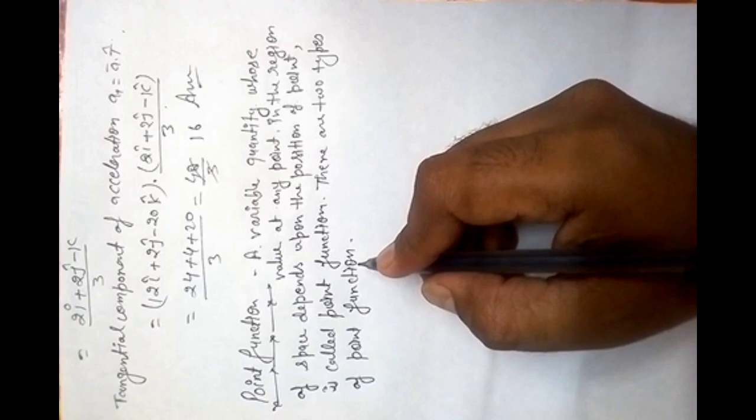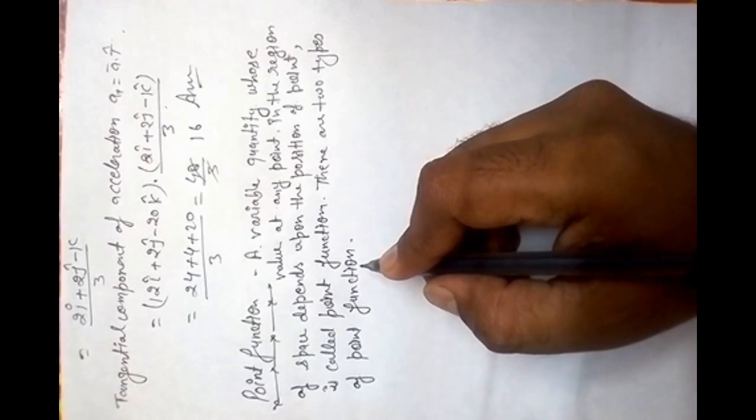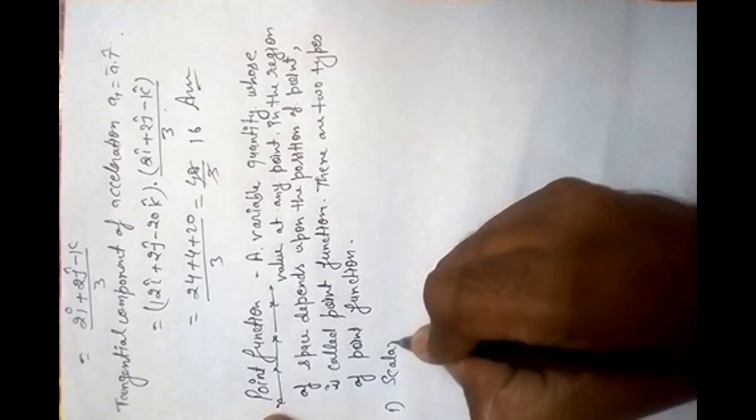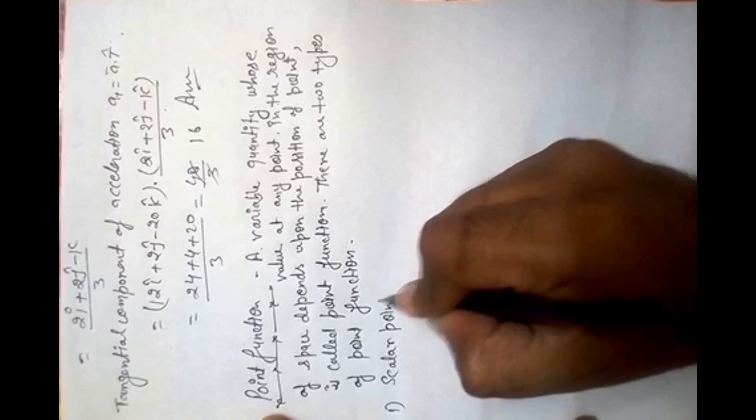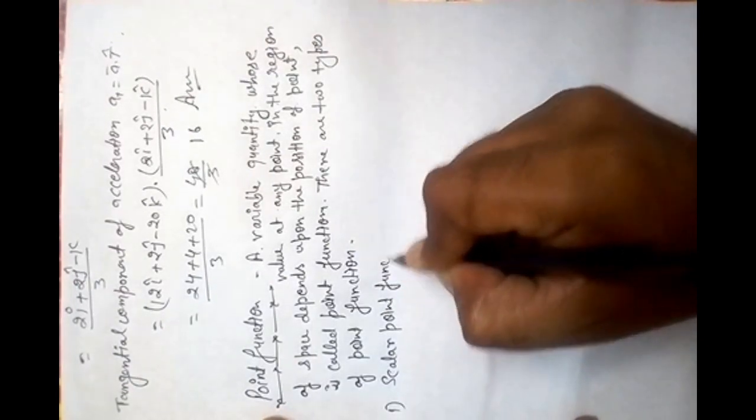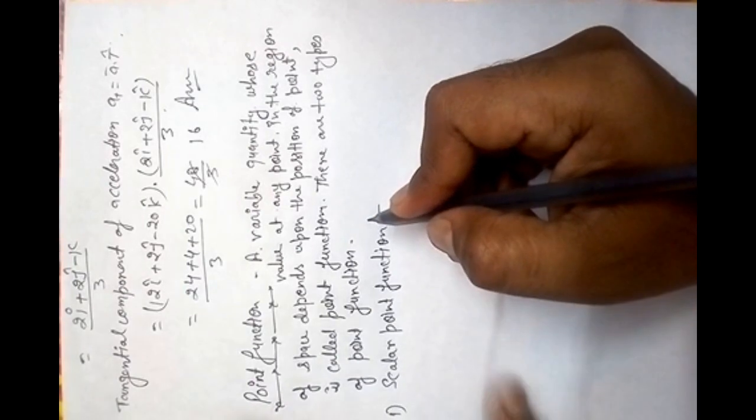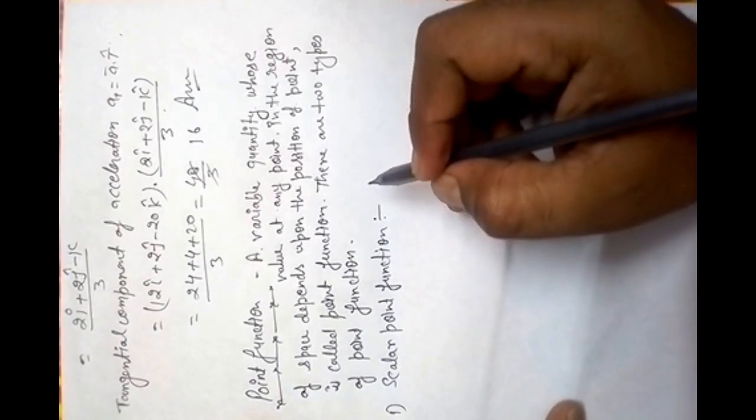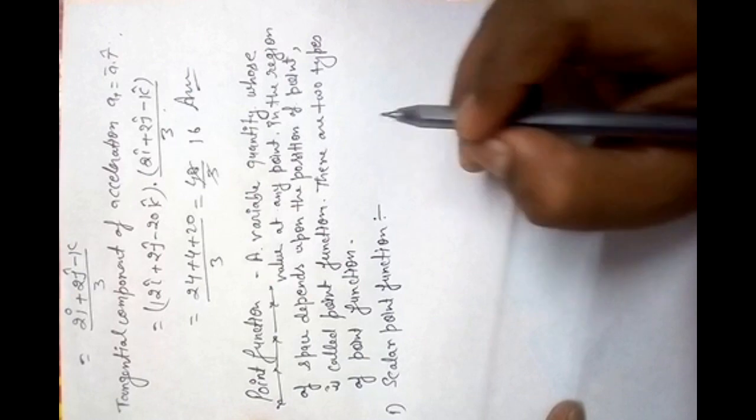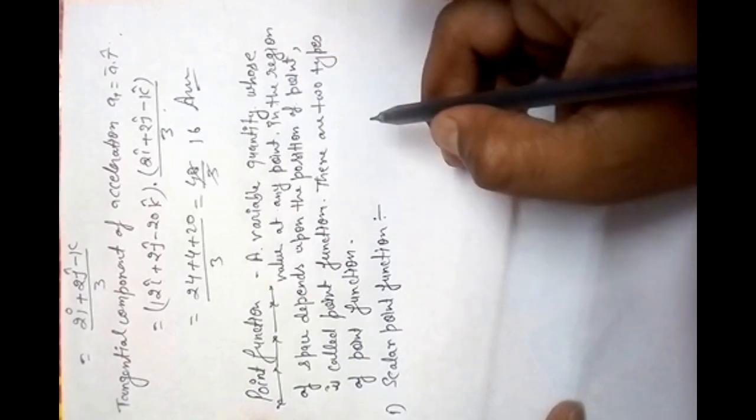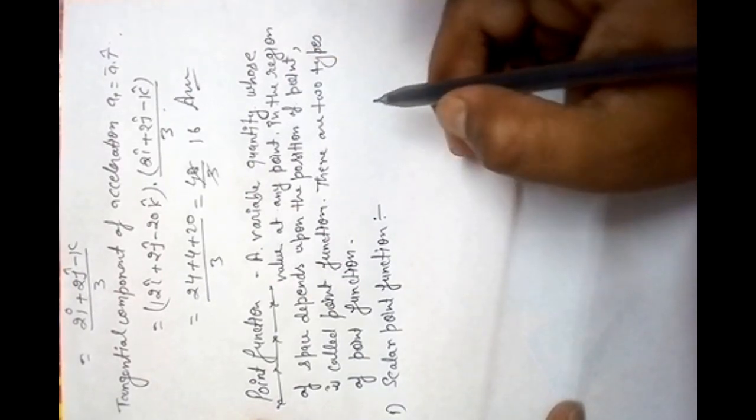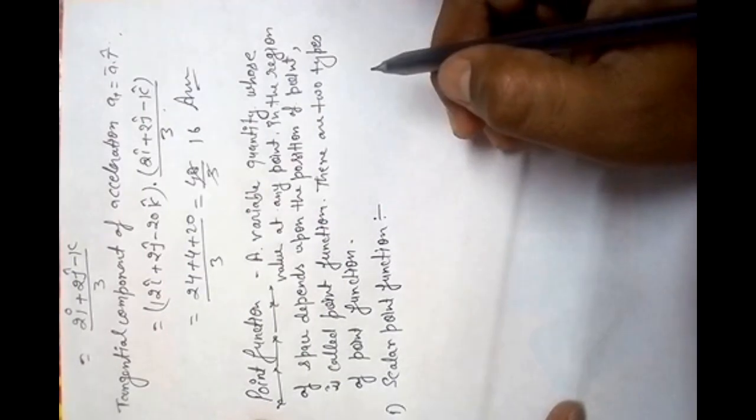First is scalar point function and second is vector point function. So first, scalar point function. In scalar point function, if to each point P of region R in a space there corresponds a unique scalar f(P), then it is called scalar point function.